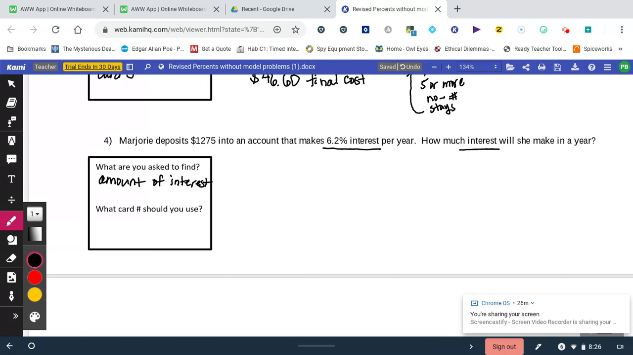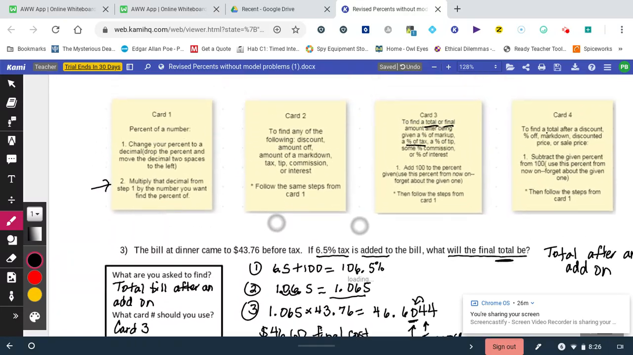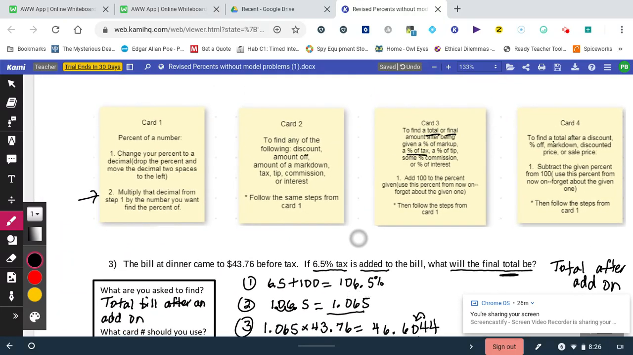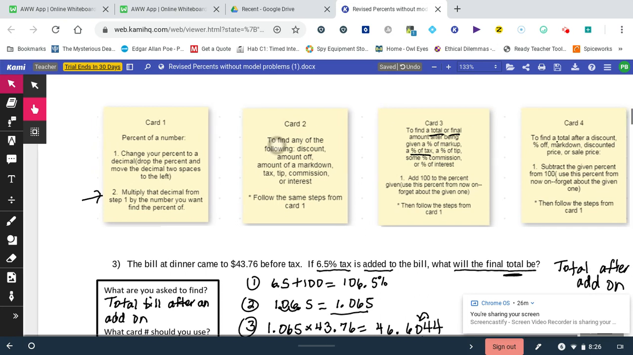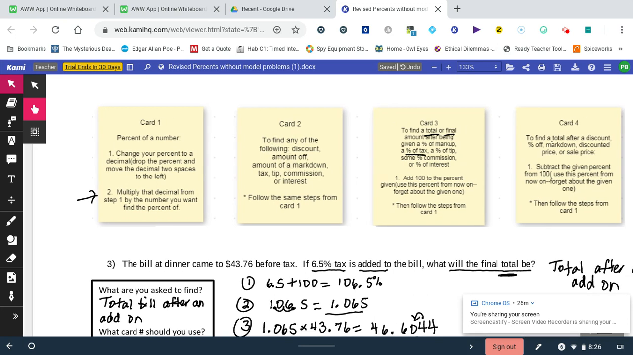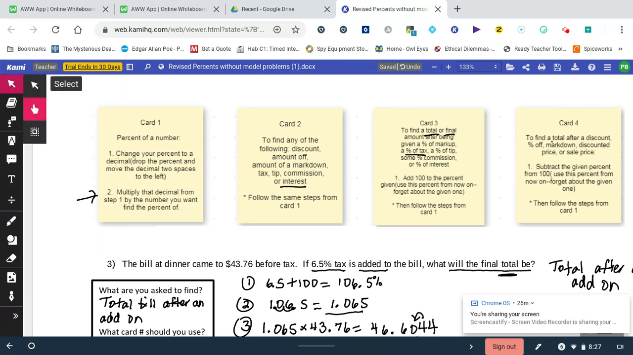So I need to go back up to those cards and find something that's only asking me to find the interest. And I know it was something on these. So if you take a look at these cards, if you're only looking for the interest, to find any of the following, we look at card 2. To find any of the following, a discount, amount off, percent of a markdown, tax, tip, commission, or there it is, the word interest. So if we're trying to find interest, we're going to follow the steps from card 1. So that's all we do. Follow the steps from card 1. So you go over here, you change your percent to a decimal, and then you multiply that decimal by the number. All right, that's all we're going to do.